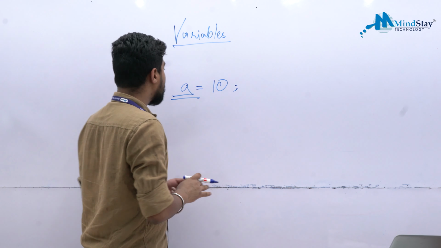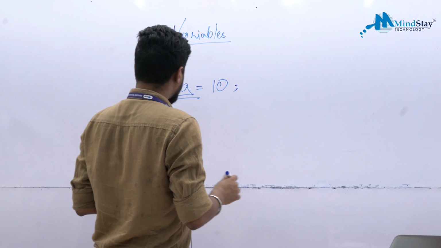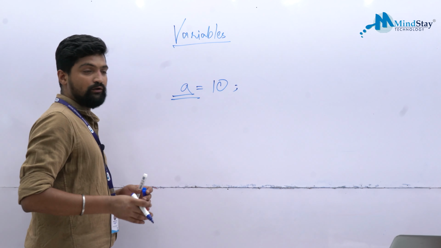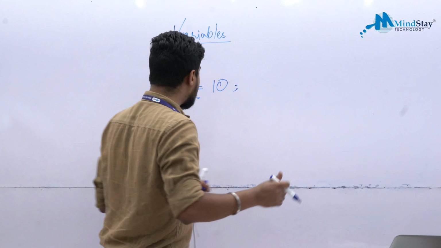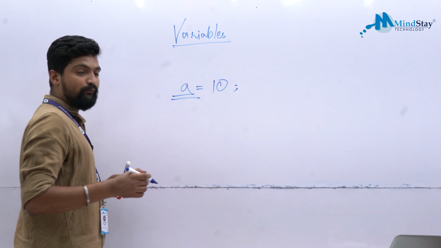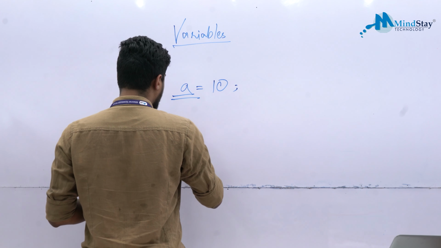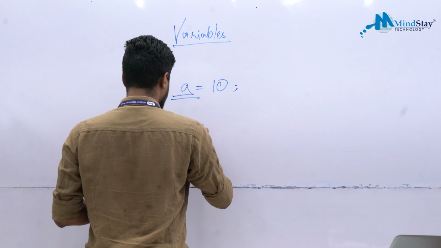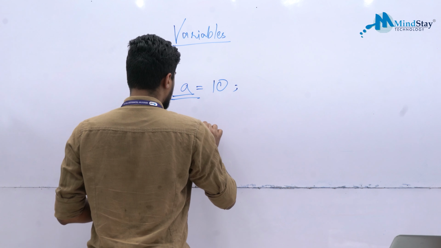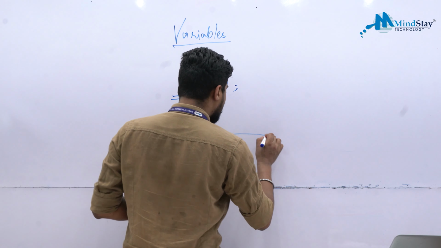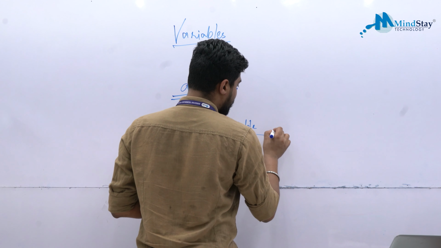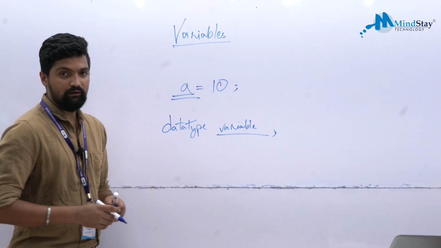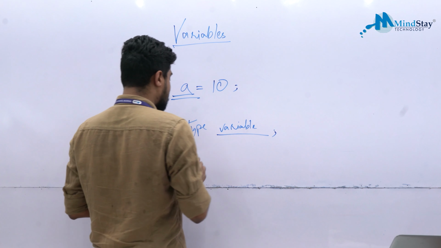So that is my variable. Now if I need to tell you how to declare a variable, what you need to have is a data type. You need to have the data type, and here comes your variable, and after your variable you can give a semicolon. Let us see an example.